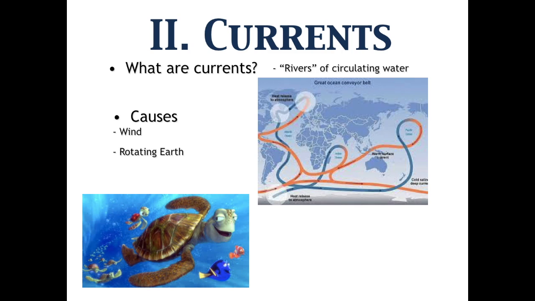Currents are a movement of water. It's a circulation of water. This is caused by wind and the rotation of the earth. So make sure you write down that currents are the movement of water. Waves are not the movement of water. This is the transference of energy. That was waves. Currents will be the movement of water. Okay, so wind, earth rotation, and density changes.